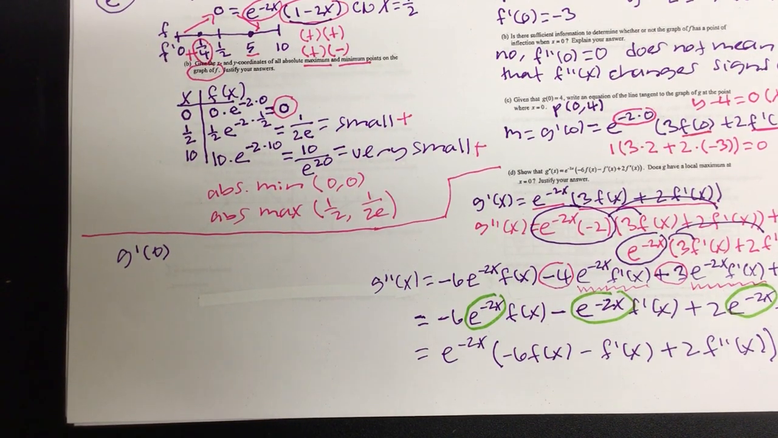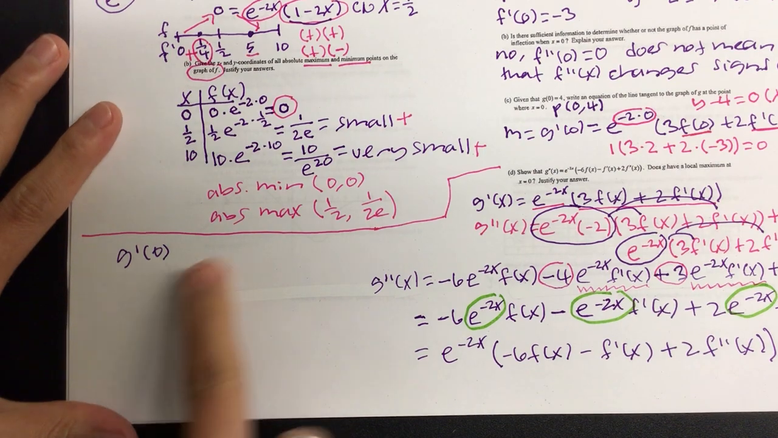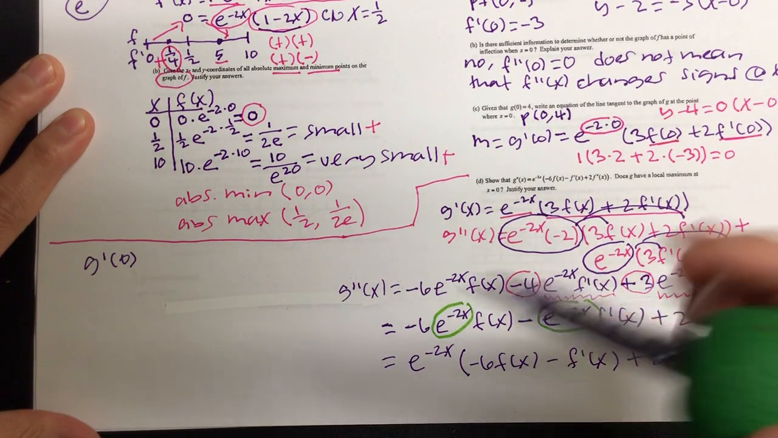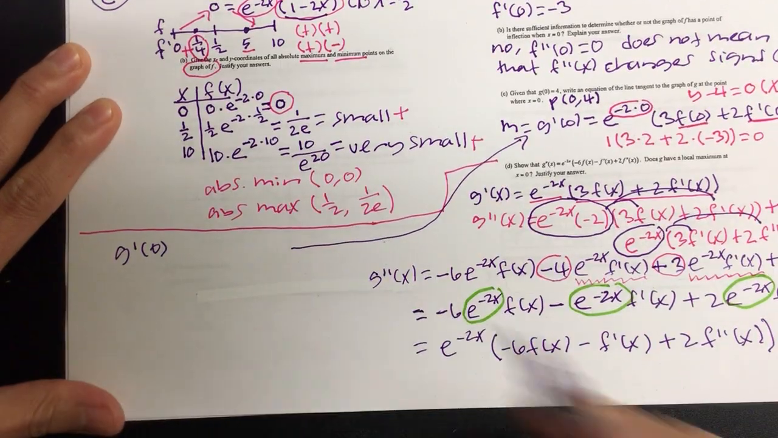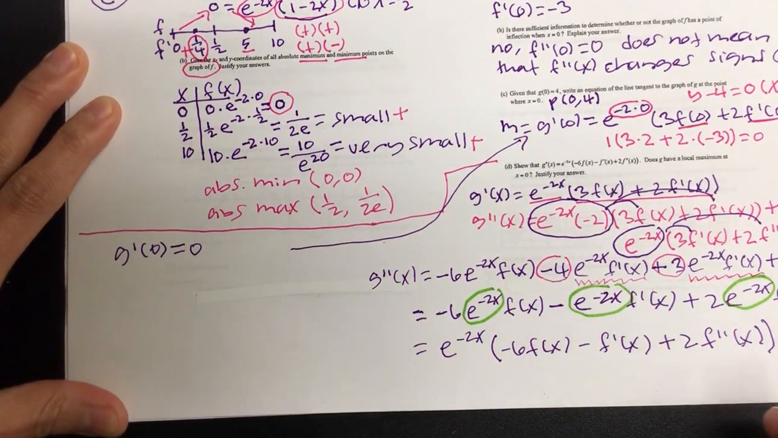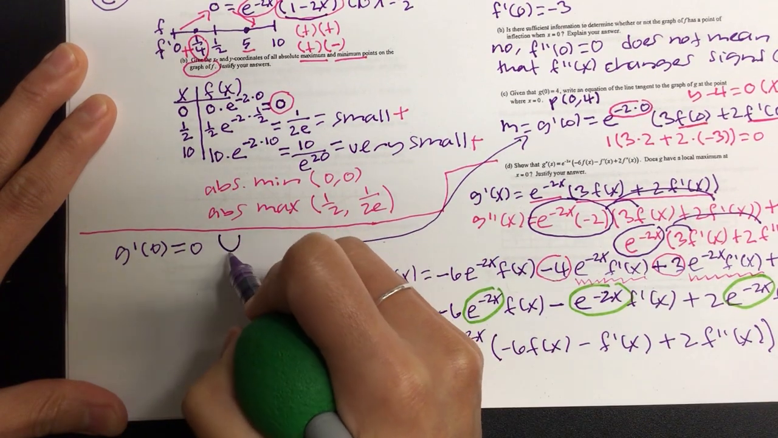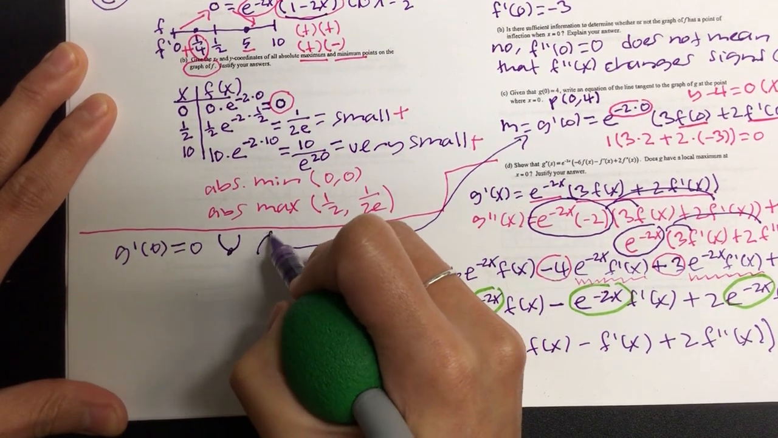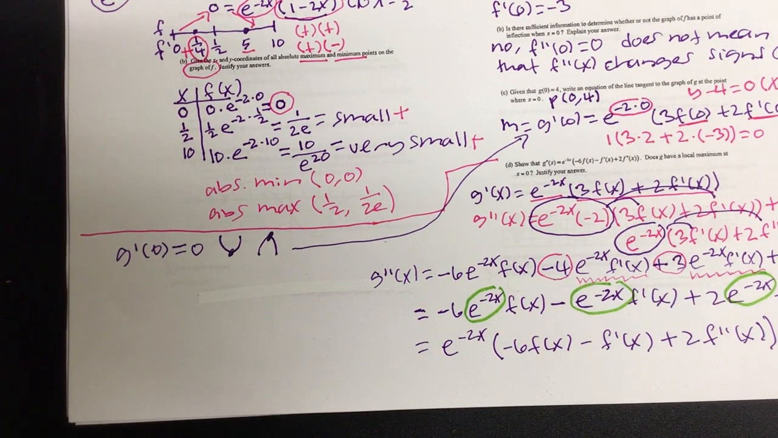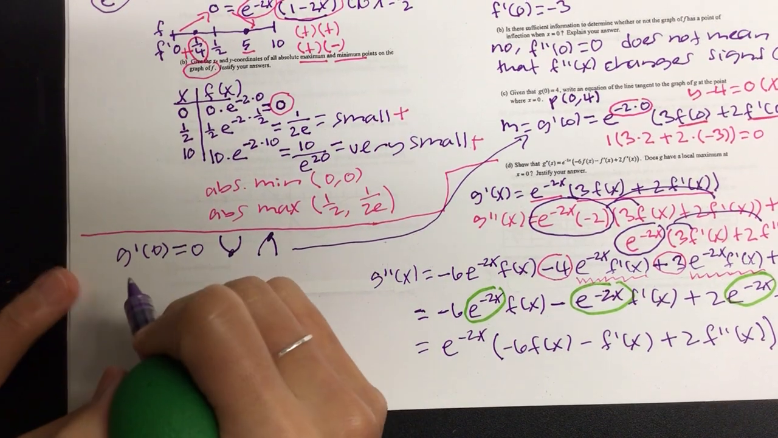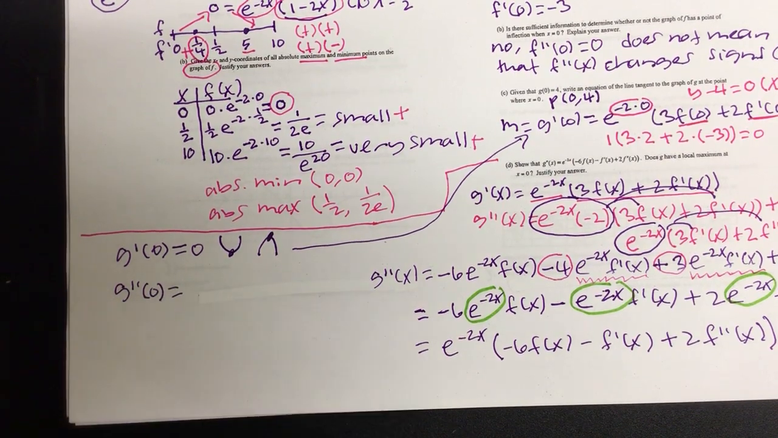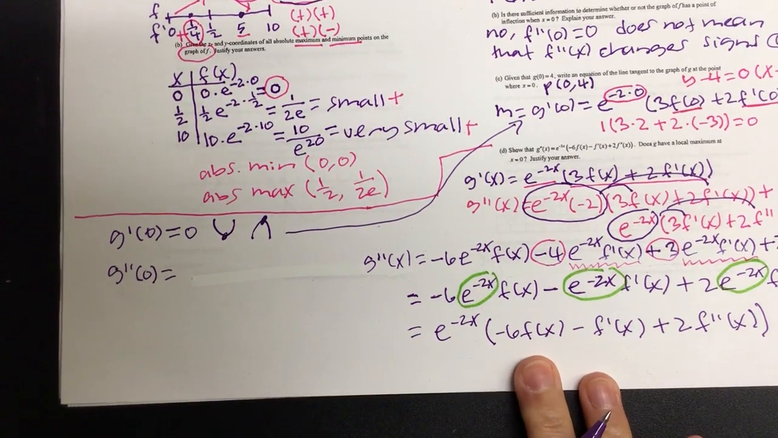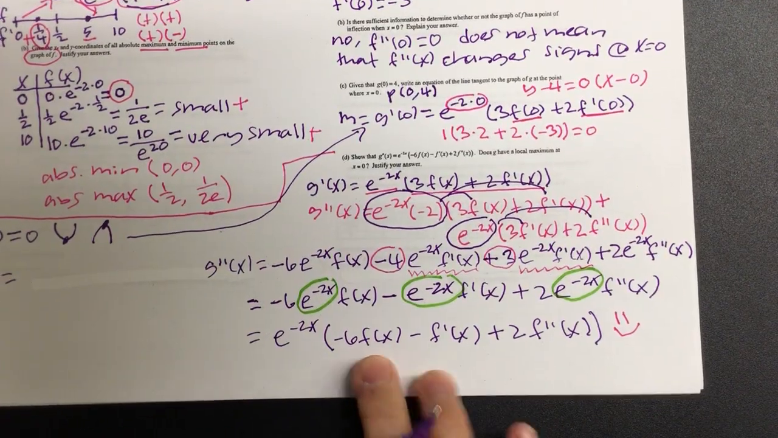Okay, G prime of 0. Didn't we already solve for G prime of 0 previously right here? At G prime of 0, it was equal to 0. What that basically means is there may be a minimum or there may be a maximum. That's one or the other. So we're narrowing this down. Now we need to figure out, at G double prime of 0, what number will that give us? For that, we would have to plug it into our final equation down here. So let's do that real quick.